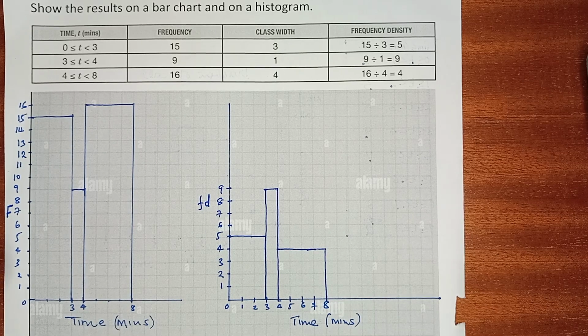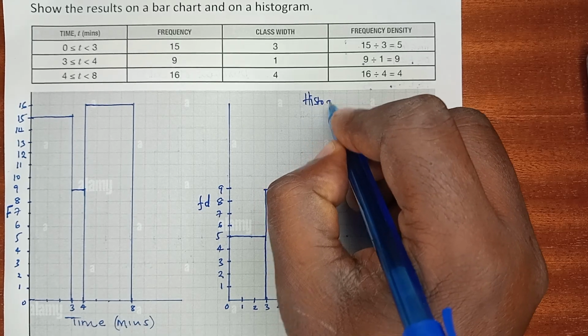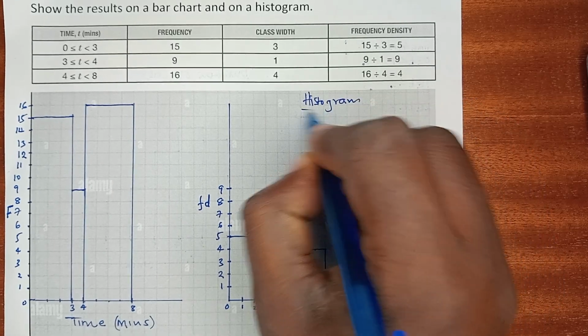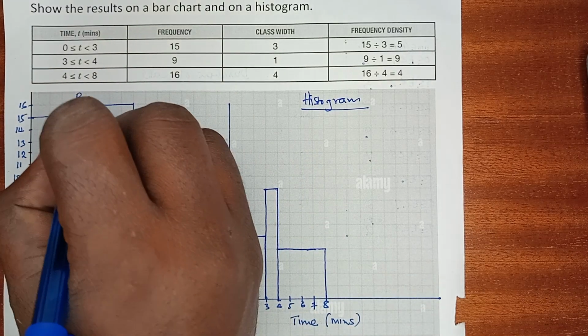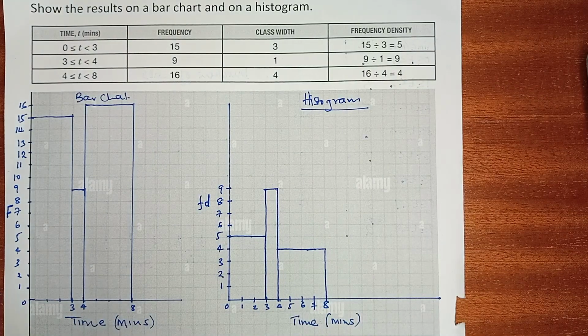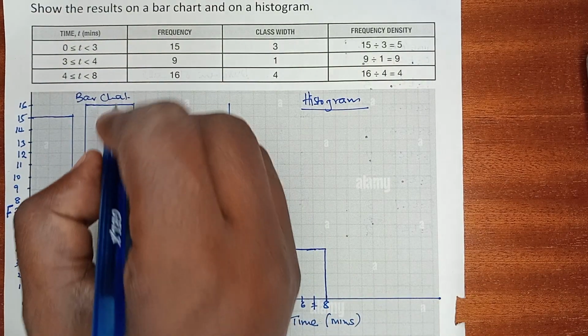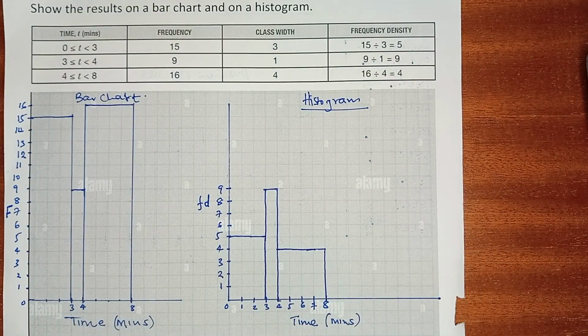On the left, we have a bar chart. On the right, we have a histogram. Let me explain just a little bit about the histogram. The difference between bar chart and histogram: this is the bar chart, and this is the histogram.